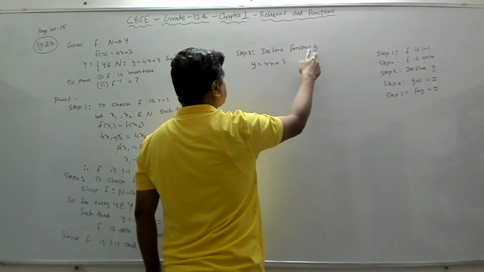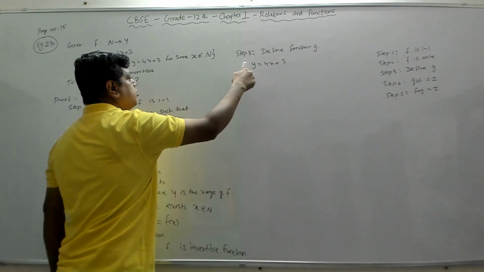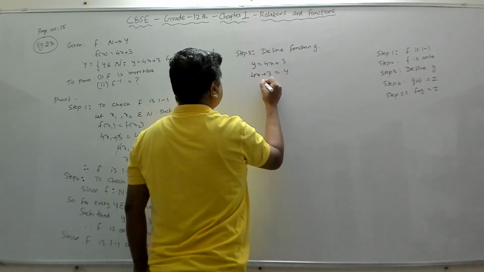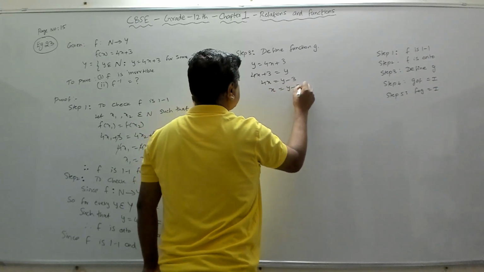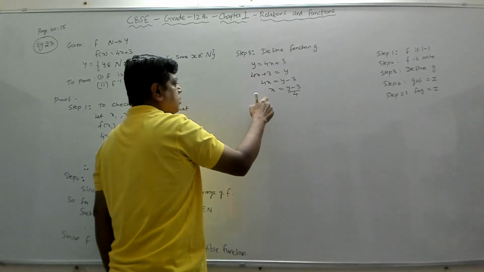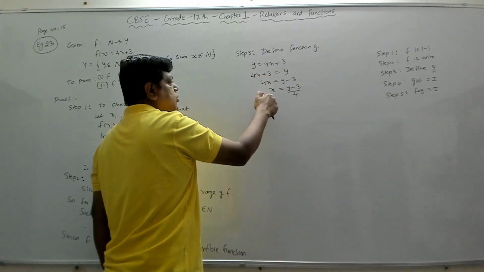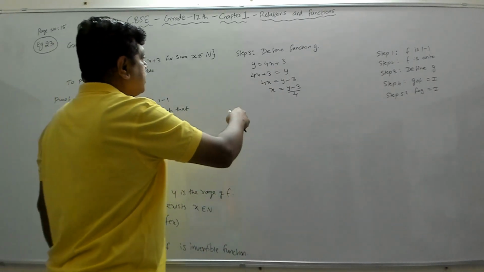Before we define the function g, we have to write x in terms of y, which means we will say 4x plus 3 is equal to y, which means 4x is equal to y minus 3. So x becomes (y minus 3) by 4. This is called expressing or writing x in terms of y. We have to keep x alone here and throw everything to the other side.